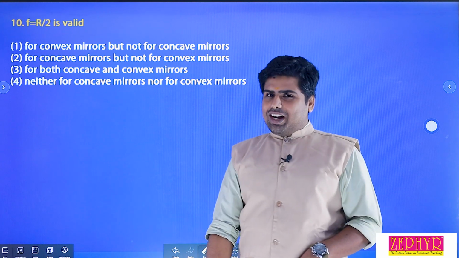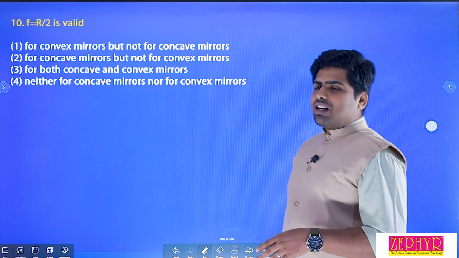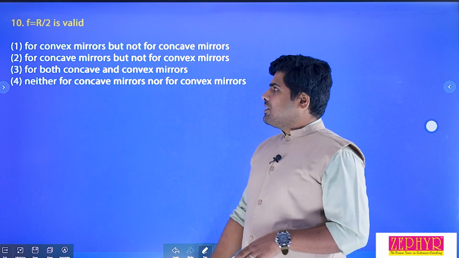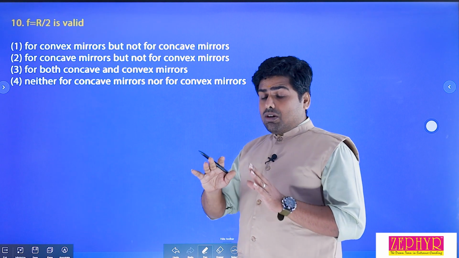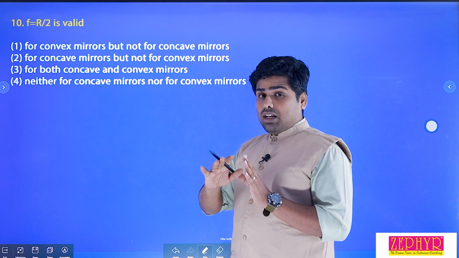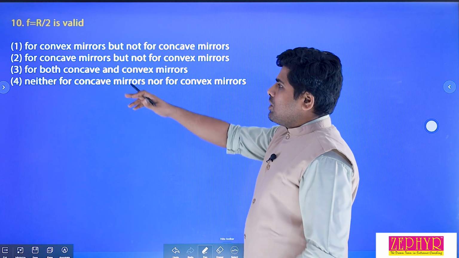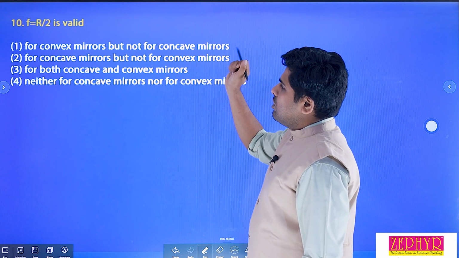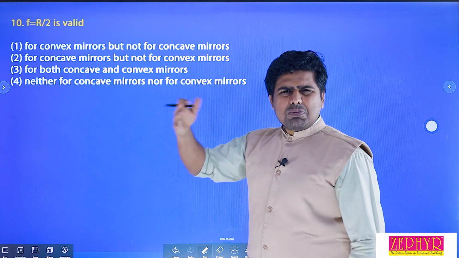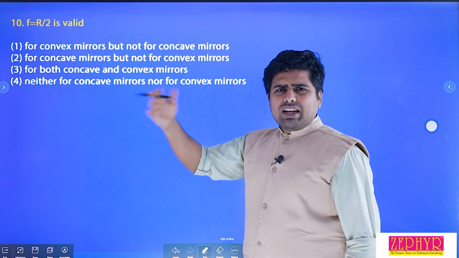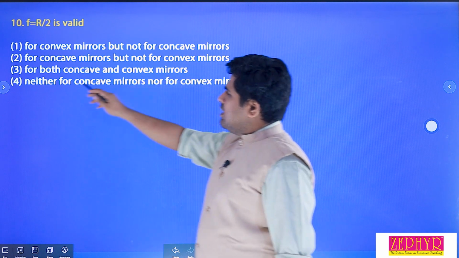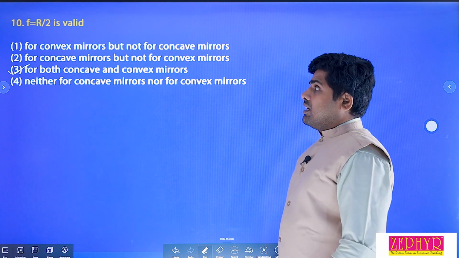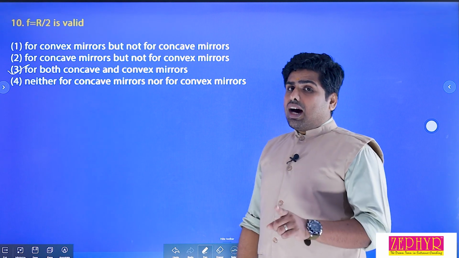Then our last question from this chapter, I already explained this one. f is equal to R divided by 2 is valid for all kinds of mirrors. Here, all kinds of mirrors means all kinds of spherical mirrors. So f is equal to R divided by 2 is valid for what spherical mirrors? One is concave and another one is convex. So for both concave and convex mirrors, focal length is equal to R divided by 2.